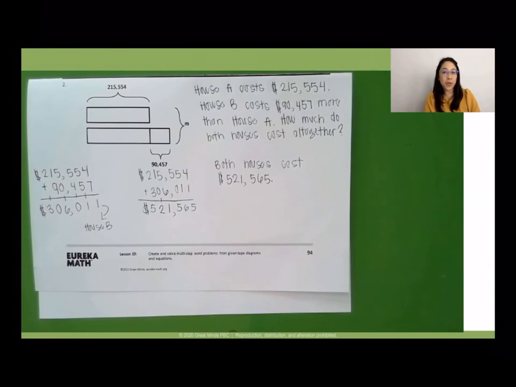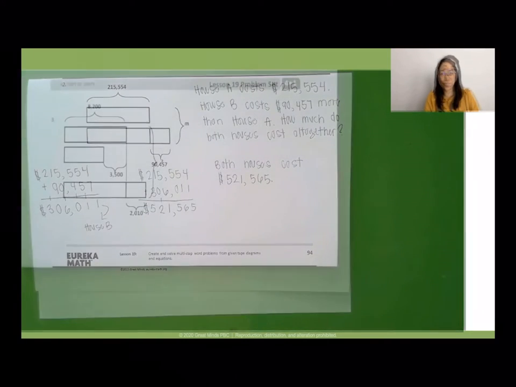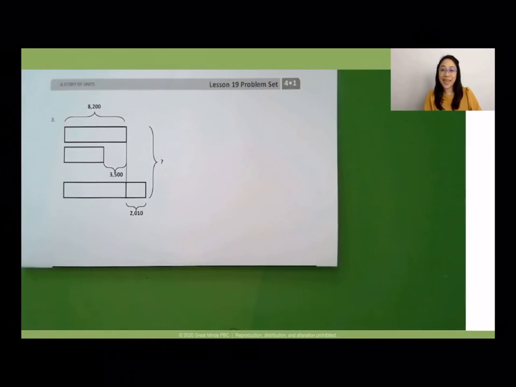How much do both houses cost altogether? Both houses cost $521,565. Great work. Here is tape diagram number 3.